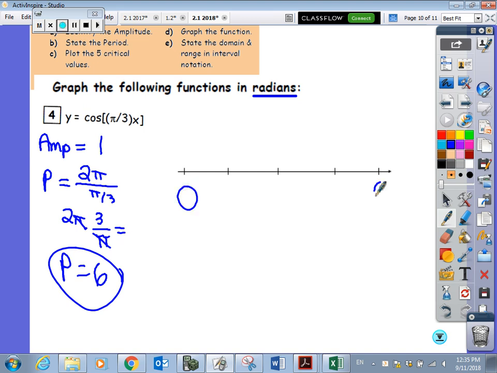So the period is 6, so 0 to 6. And then halfway. You like decimals, you like fractions. It doesn't matter to me. I like fractions. I'm going to say 3 over 2. 1.5 is fine. 9 over 2. 4.5 is fine.